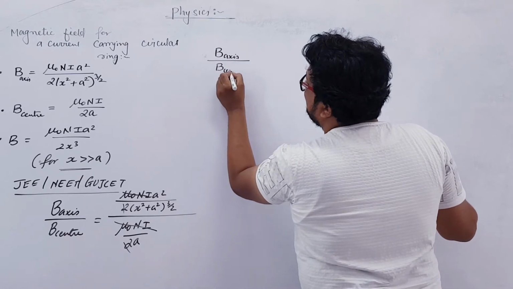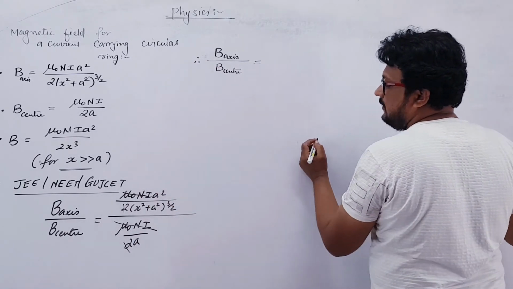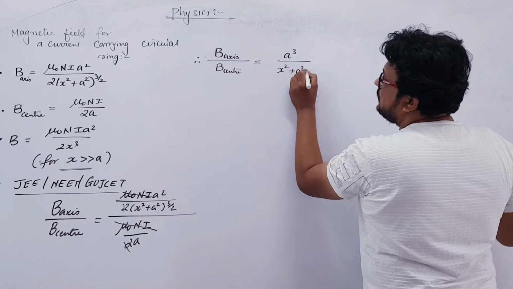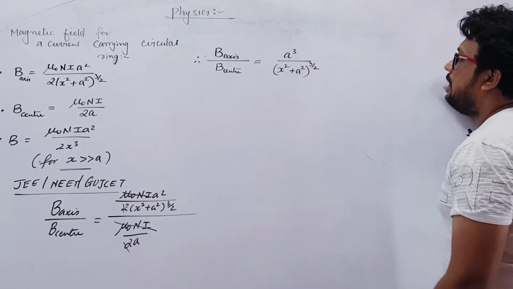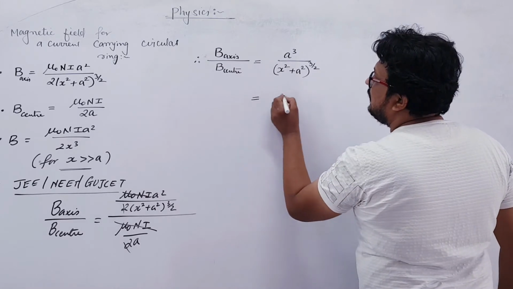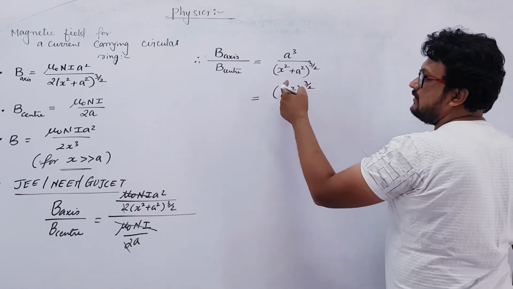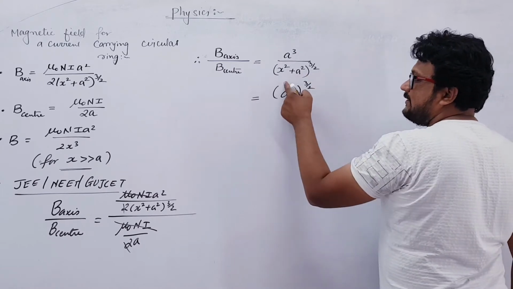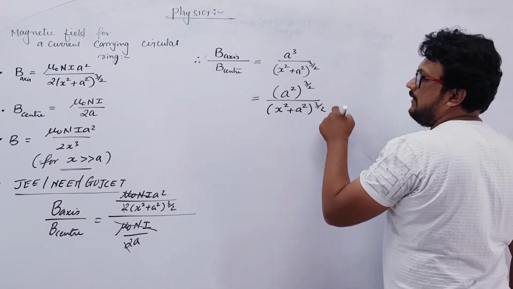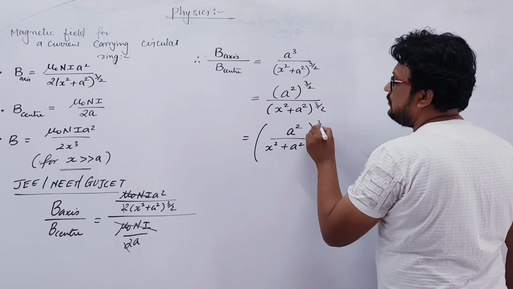So therefore B of axis over B of center will be, this a will move up, right? So a cube over x square plus a square whole raised to 3 by 2. You can do one more thing, look, a square raised to 3 by 2 I can do writing, right? Multiplying or squaring and taking square root of this thing, a square 2 will get cancelled out, that is a cube. So a square whole raised to 3 by 2 over x square plus a square raised to 3 by 2, powers are same, right? So you can write this as a square over x square plus a square whole raised to 3 by 2.